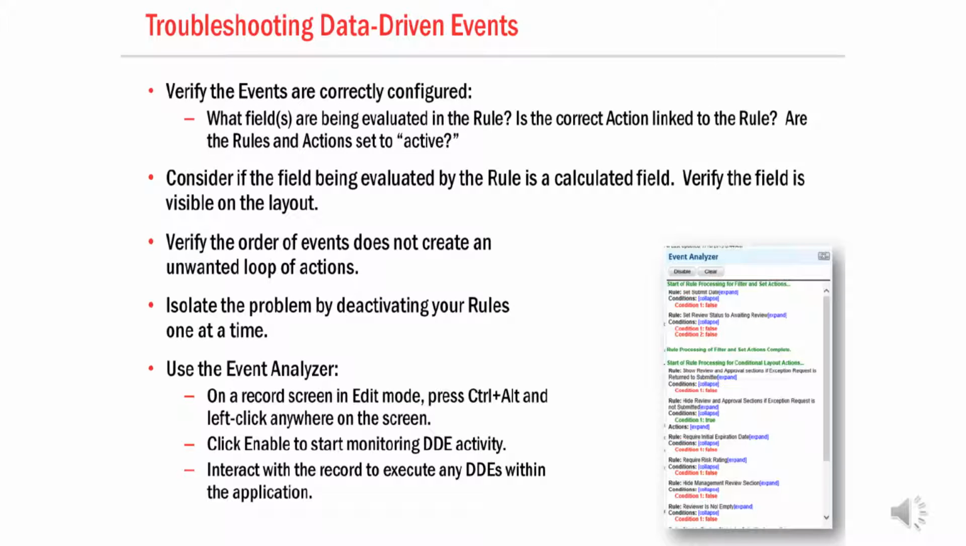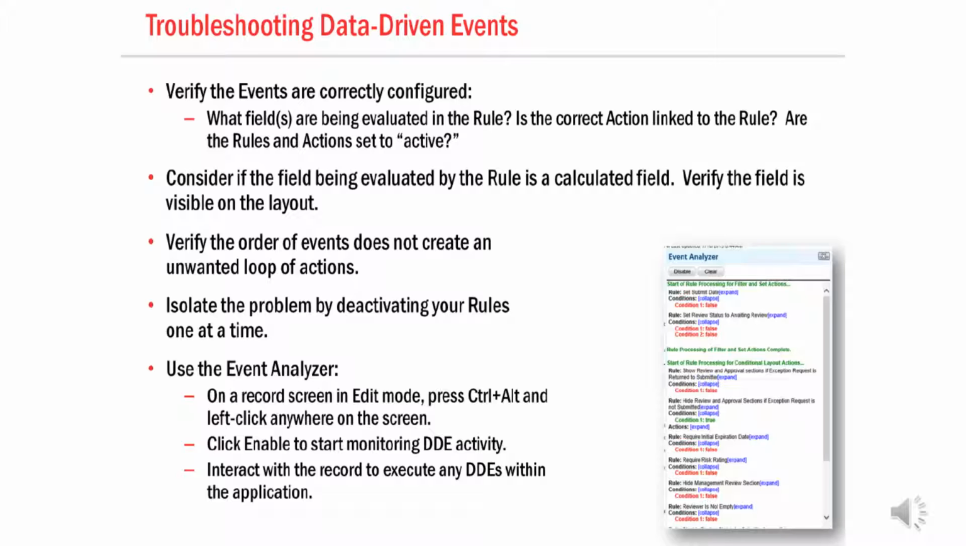The first step in determining what might be wrong with your events is to verify the events are correctly configured from a logical standpoint. What fields are being evaluated in the rule? Is the correct action linked to the rule? Are the rules and actions set to active? Because events will fire as a user changes data in a record, you should consider whether any field being evaluated by a rule is a calculated field. While it is possible to use a calculated field in rule evaluation, this may not lead to optimal results.